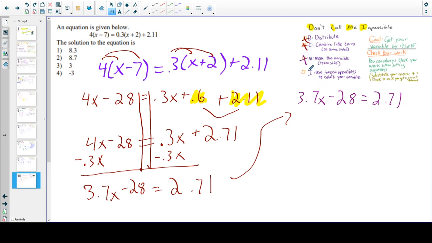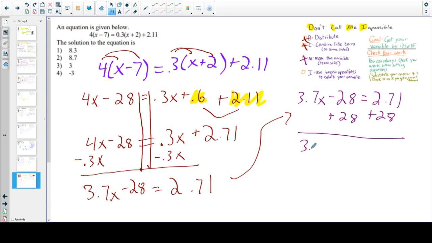Notice we're doing the same steps and we're still getting the same answer. There's nothing different. We're just using different types of numbers, or numbers that are just represented differently. We have more decimals in this one rather than fractions. So if we want to solve for x, we've got to move this 28 to the other side. So add 28 on both sides.